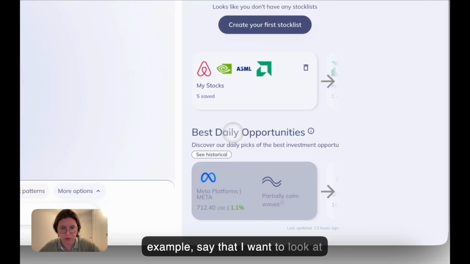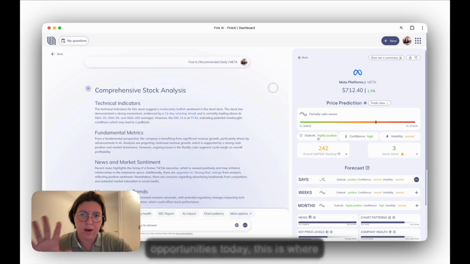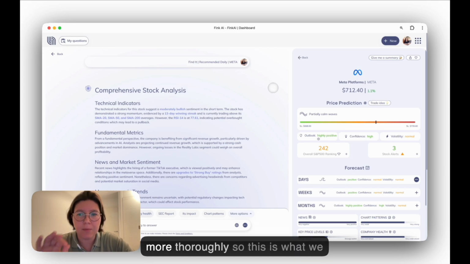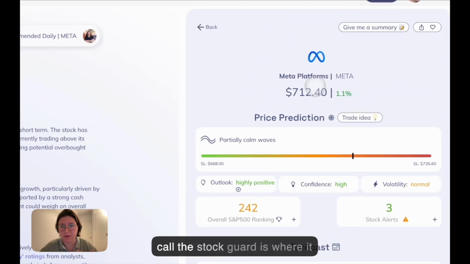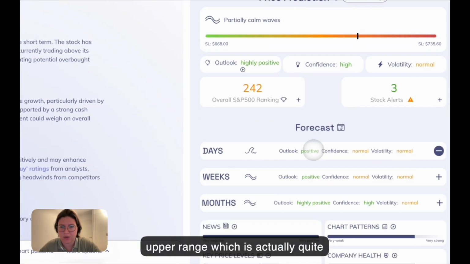So for example, say that I want to look at Meta as one of the best daily opportunities today. This is where I'm analyzing the stock a little bit more thoroughly. This is what we call the stock guide, where it gives me information about the specific stock. It tells me at a very high level what the certainty level is around the stock. For example, in this case, partially calm waves means that it's quite stable. As I can see, it gives me a price range for how the stock might move over the next few days, between that lower range and that upper range, which is actually quite interesting.